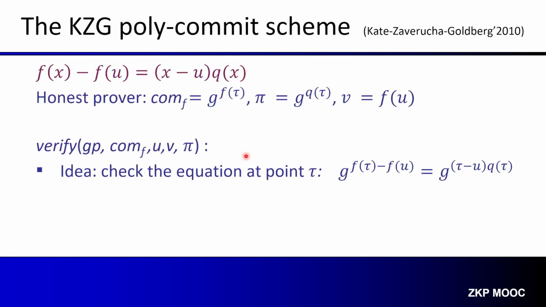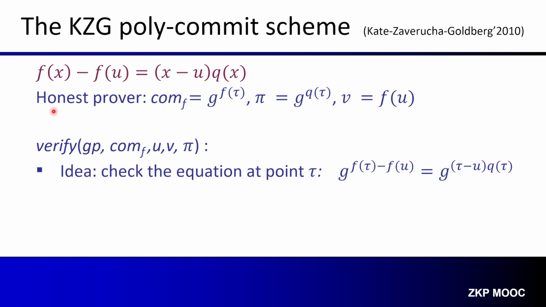Finally, how can we verify the correctness of this evaluation? The idea of this verification is to check this polynomial equation at the secret point tau. In particular, what we are trying to check is that g raised to the power of f(tau) minus f(u) should equal g to the power of (tau minus u) times q(tau). This is basically replicating the polynomial equation in the exponent at the point tau, substituting the variable x.